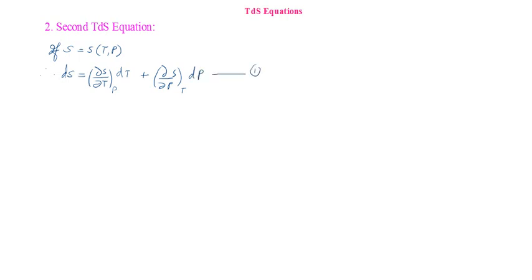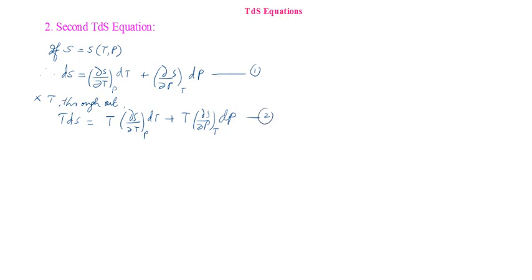Now you know what to do. What did you do there in the first TdS equation? You multiplied throughout by T, because anyway you have to get TdS on the left side. You can skip these steps, but I'm just writing it. Throughout, what do you get? You get TdS is equal to T times ∂S/∂T at constant pressure times dT plus T times ∂S/∂P at constant temperature times dP. That's your second equation.